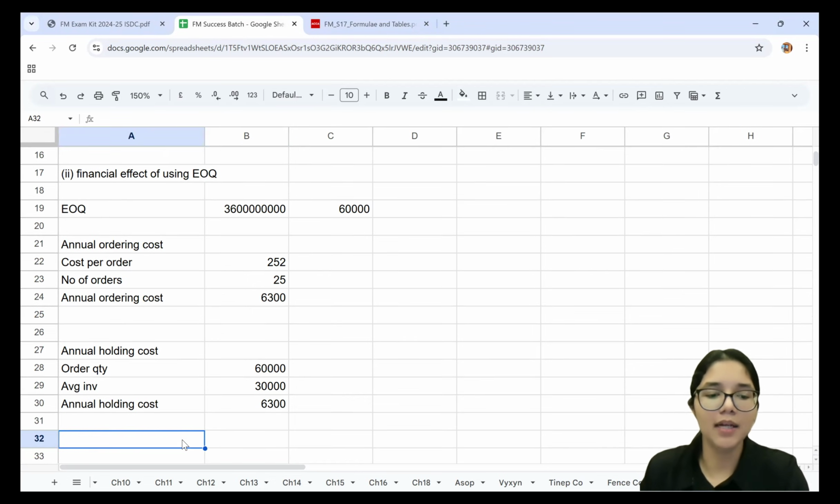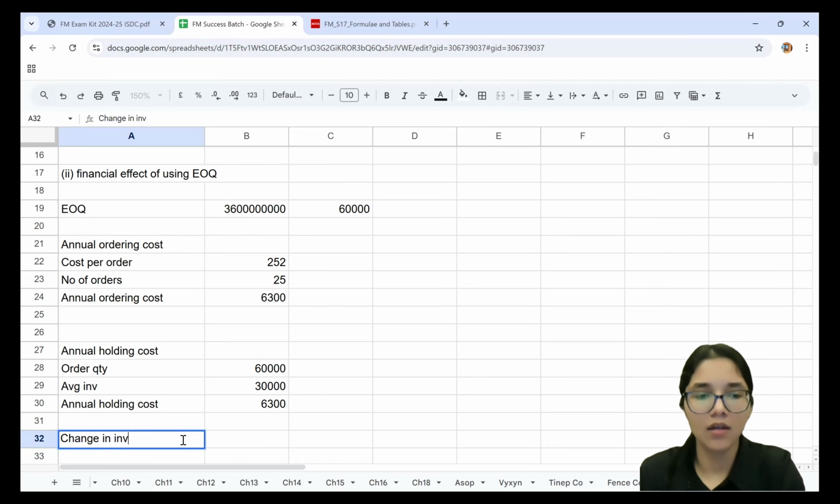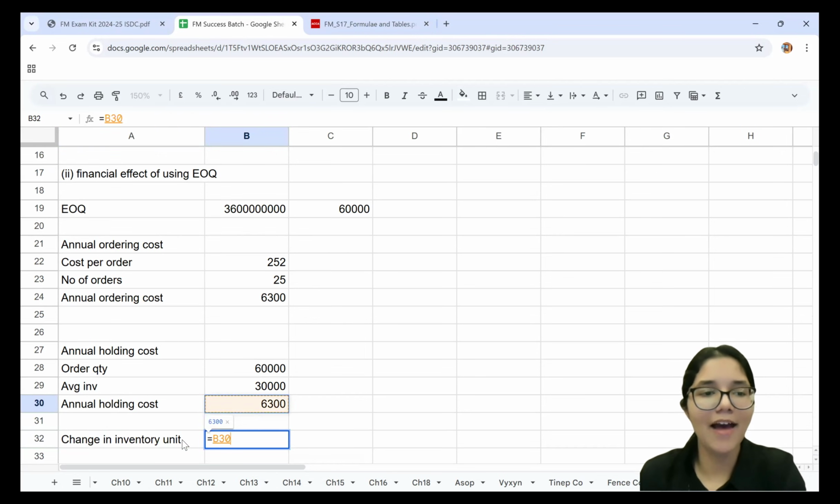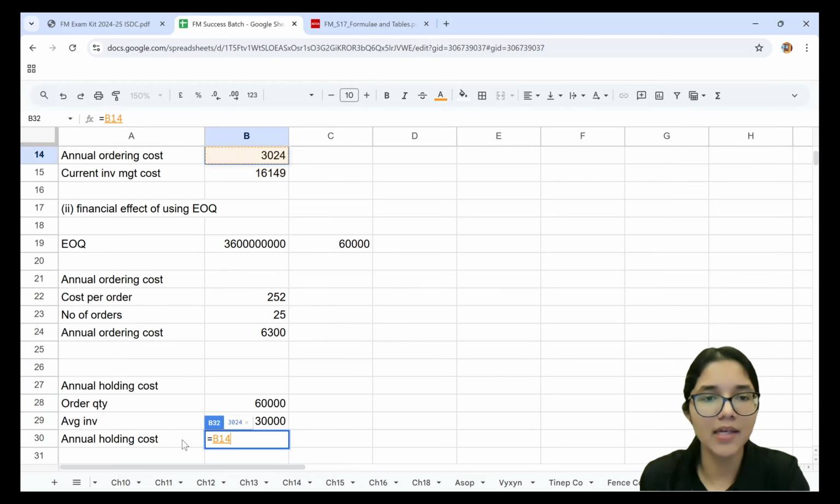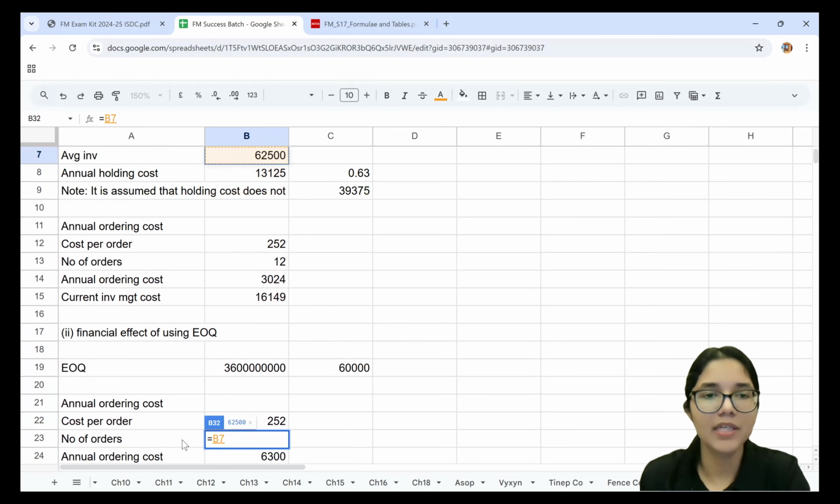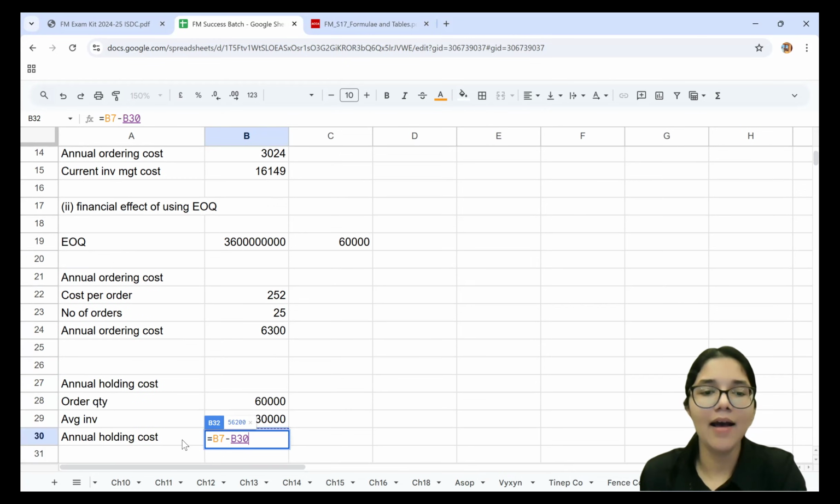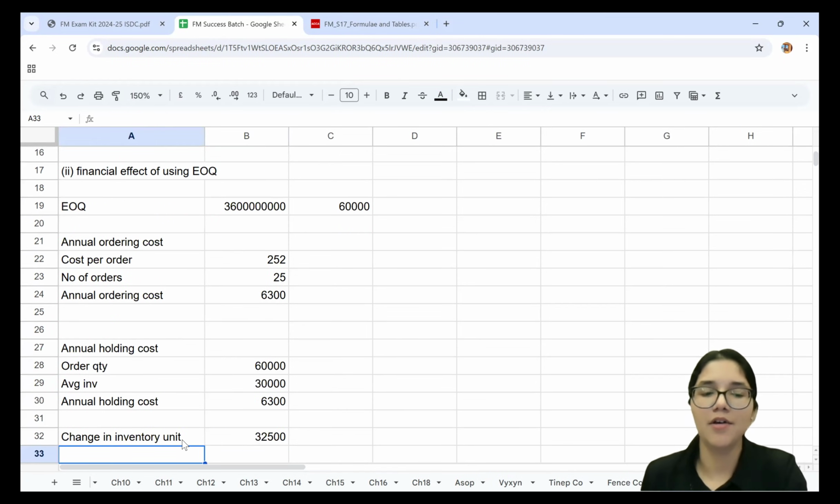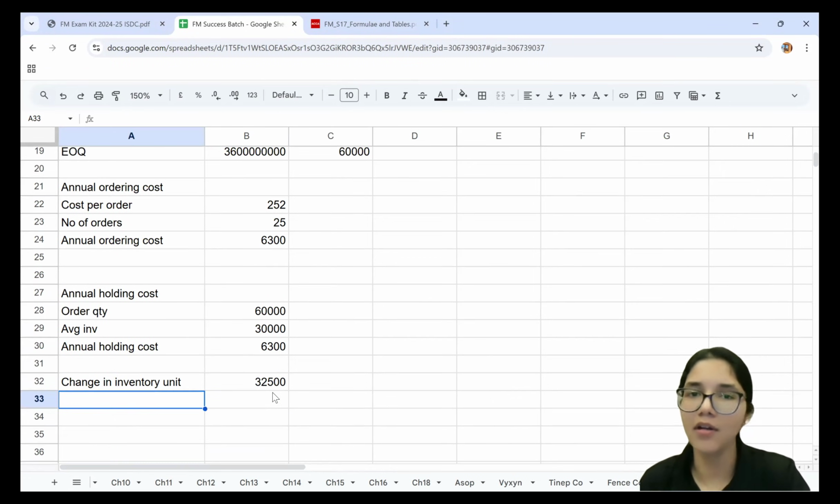Firstly, if I talk about the number of units, the change in inventory units. Earlier, my average inventory used to be this many units. Now, my average inventory is 30,000 units. So my average inventory has actually fallen by 32,500 units.